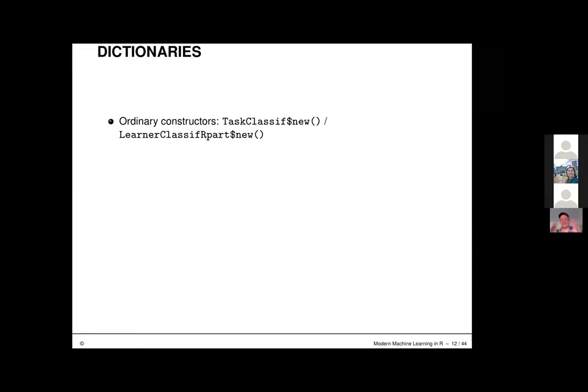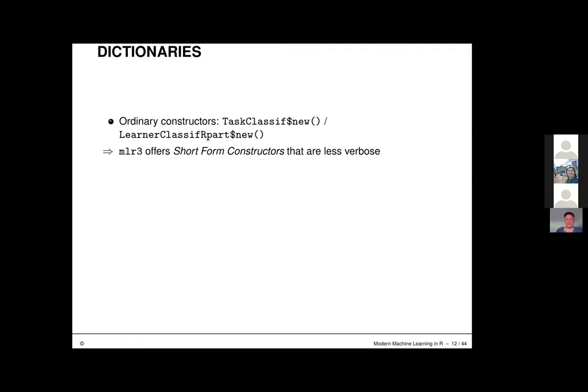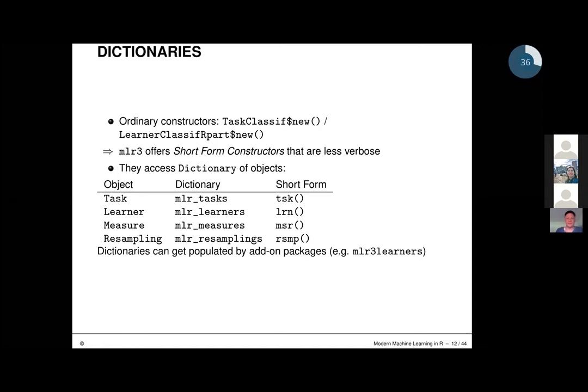So this is kind of bulky and lengthy, calling these constructors. So we use dictionaries for all the objects that MLR provides for you. We have some dictionaries where we store, for example, tasks we use in use cases or in examples a lot. In MLR tasks, the iris data set is in there, 5 to 6 more other tasks, and you can get the task out of the dictionary with this short form function here. This is for task, this is for learner, measure, resampling.